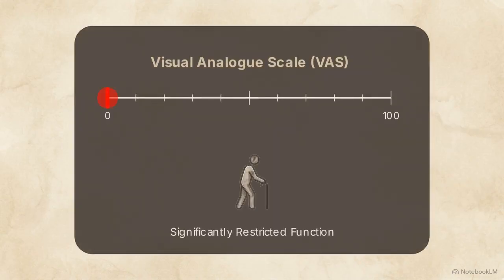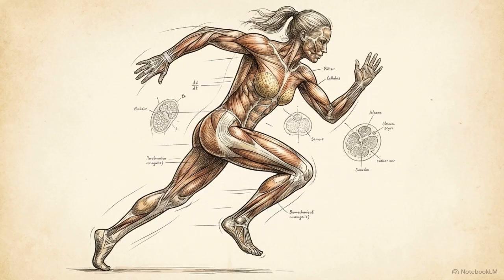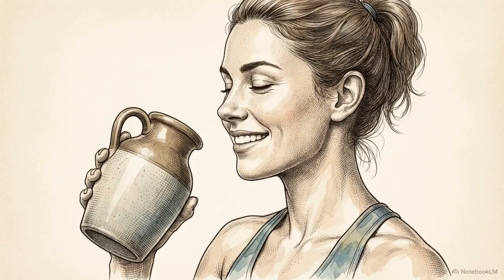Patient A presents with severe joint pain, rating their experience at a 70 on a 100-point visual analog scale. Their daily function is significantly restricted. Patient B is a high-performing elite athlete, currently playing at a professional level. They are completely asymptomatic, reporting zero pain and no functional limitations.